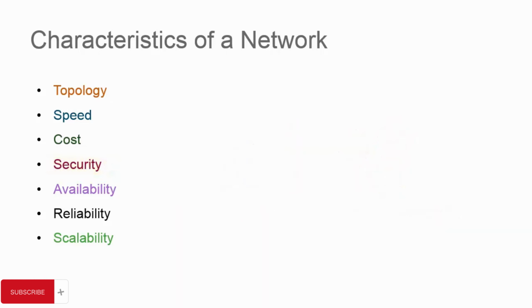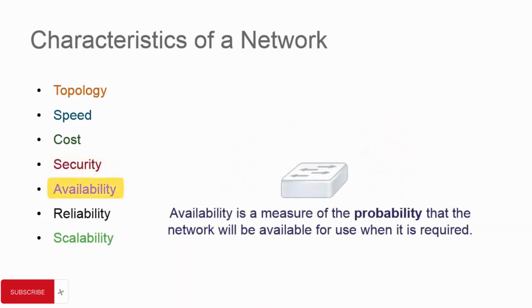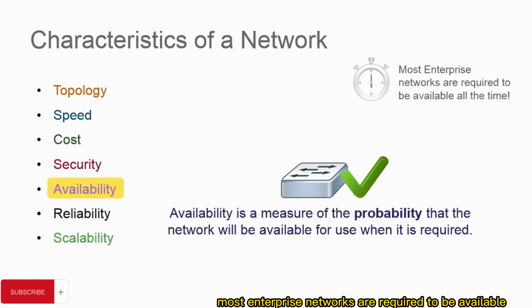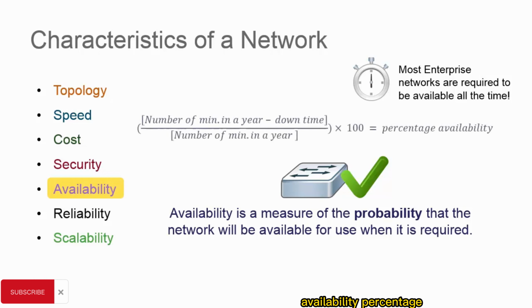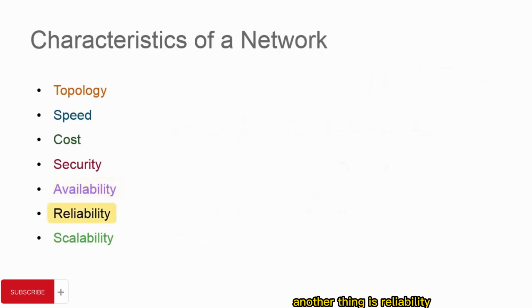Moving forward, availability is a measure of probability that a network will be available for use when it's required. Most enterprise networks are required to be available at all times. Another one of those battles that network administrators have to fight is adding availability to the mix. Availability percentage can be calculated by this formula. When it comes to availability, you will hear people talking about the number of nines. 2 nines means 99%, while 4 nines means 99.99%.